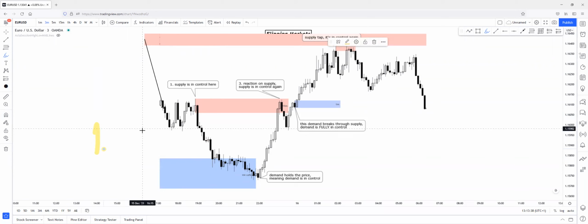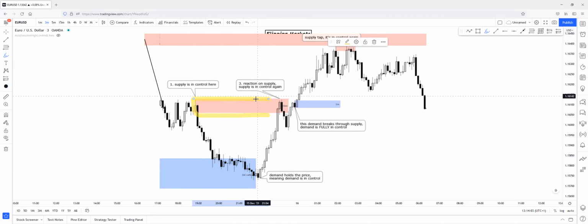So first criteria, price swept liquidity. Second, it broke structure. Third, it created an inefficient move. So we have a valid supply zone, which means supply is in control. Okay, after this, price tapped into this demand zone and had a strong rejection in it, which means demand took over control from supply.